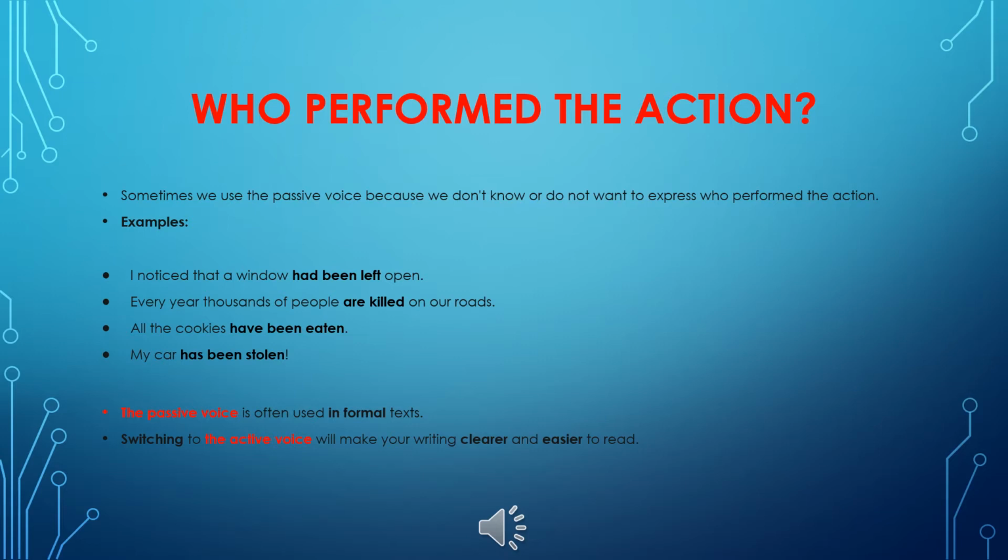So you can notice that in all these examples, we didn't mention the one who performs the action. Either we don't know who performs the action, or we know but we don't want to express it. In general, the passive voice is used in formal texts. Switching to the active voice will make your writing clearer and easier to read.